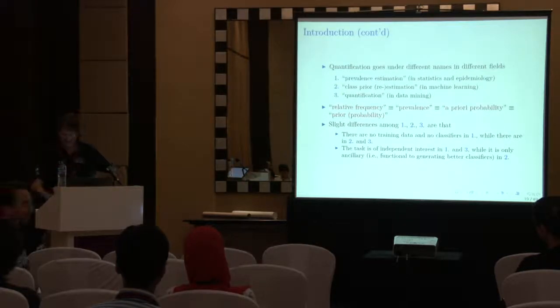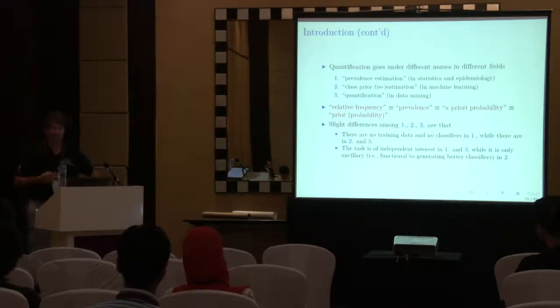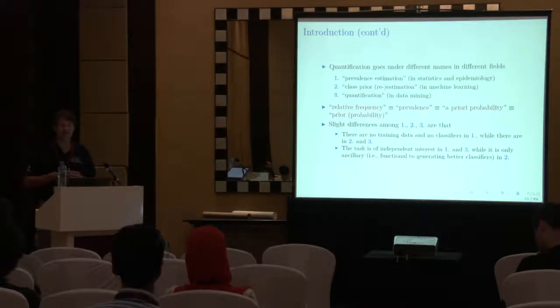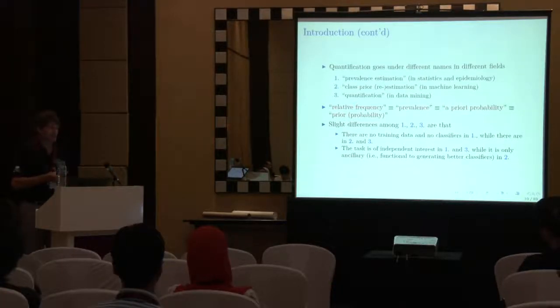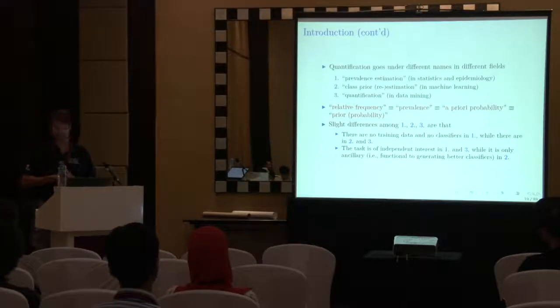Let me say that quantification, as I've discussed it up to now, tends to go under different names in different fields. The first field where it originated was actually statistics, and especially its application to epidemiology. We will see a few of them. In this field, especially medicine and epidemiology, this goes under the name of prevalence estimation. Class prevalence is what we tend to call class frequency, that is, the percentage of items that belong to a certain class.